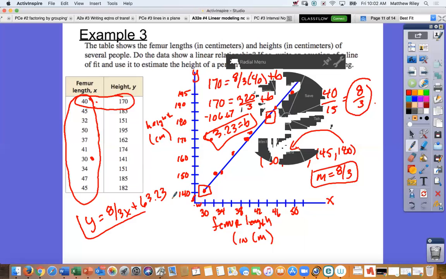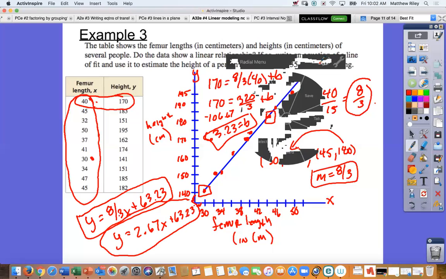Now, I do not like this equation, and in fact, I won't even accept this when we get back in person. Why not? Because I can't have a fraction and a decimal in the same one. Either both fractions or both decimals, which in other words means turn this into a decimal. There's your equation. Then answer the question. So estimate the height of a person whose femur is 35 centimeters long. Well, femur length is x, so I would just plug in 35 for this and then answer the question.